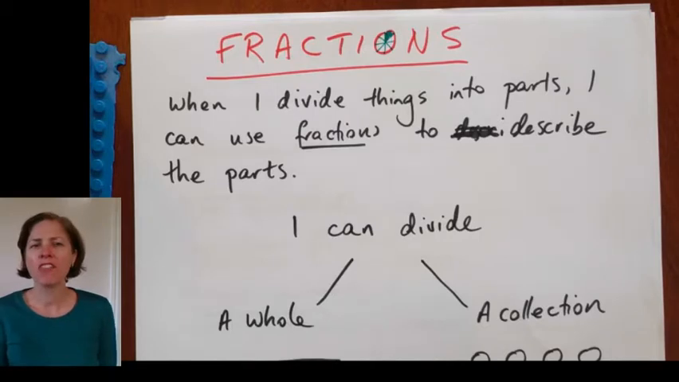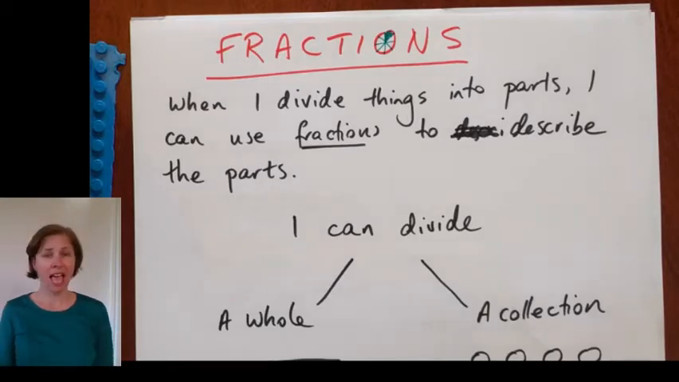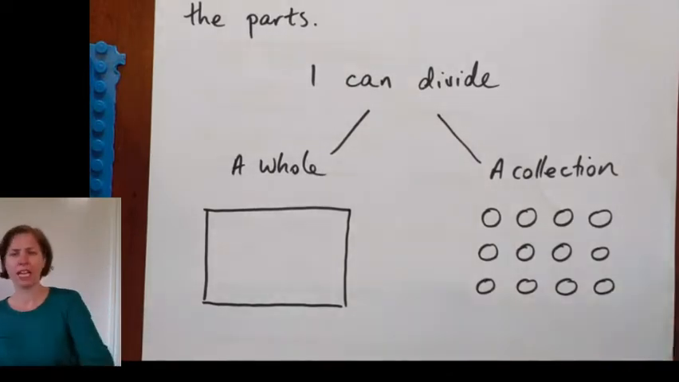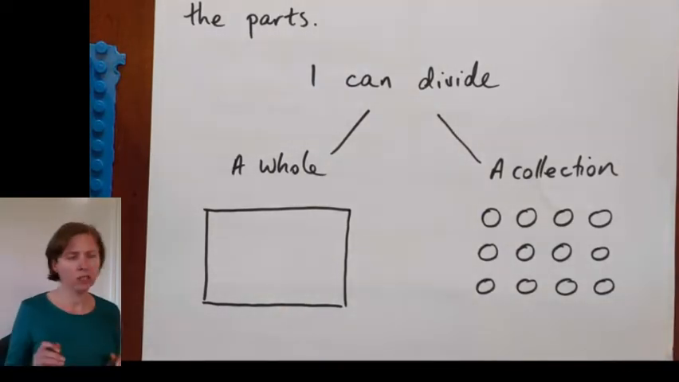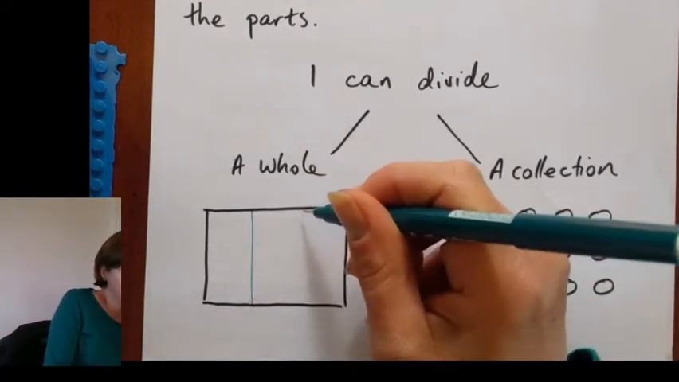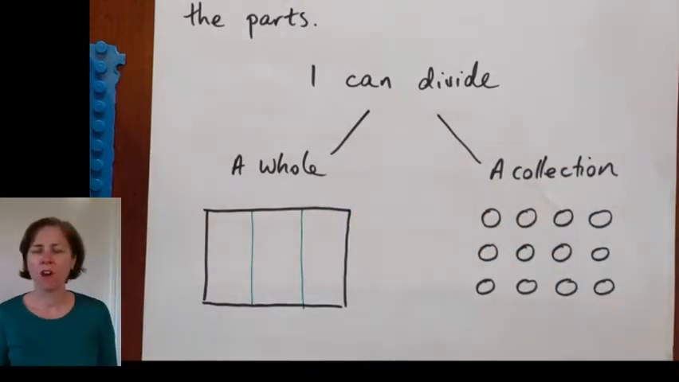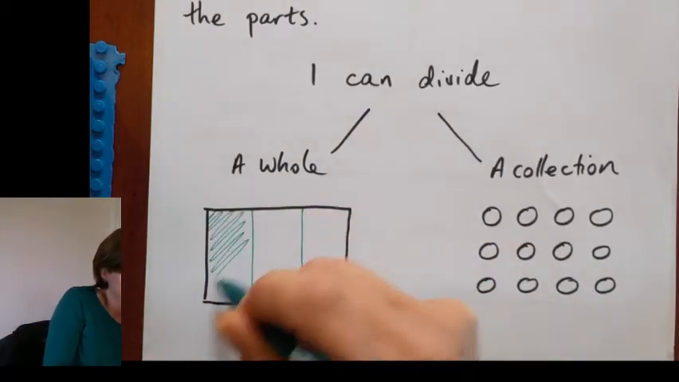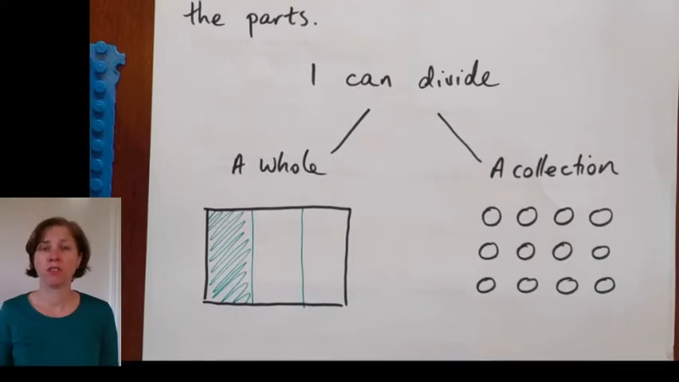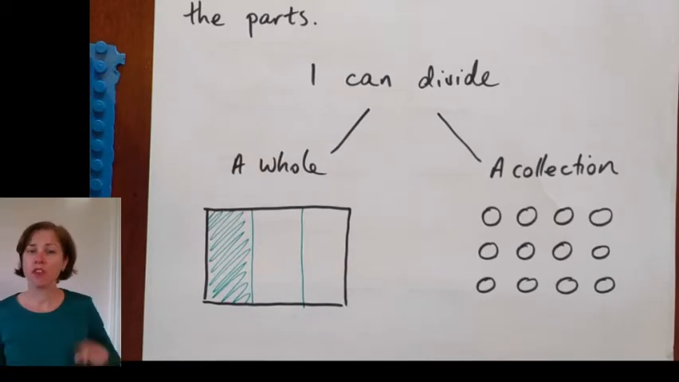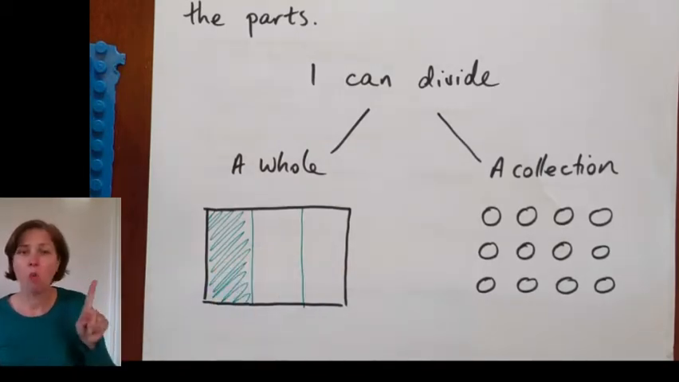What are they? And what I've written there is when I divide things into parts, I can use fractions to describe the parts. And there's lots of different things I can divide. I can divide a whole, or I can divide a collection. For example, if I look at that rectangle, if I decide I want to divide it into thirds, I need to draw two lines like this, and that divides it into thirds. I'm going to take 1/3 and shade it. So I've shaded 1/3. I know they're thirds because 1, 2, 3. There are 3 of them. And I know that I've got 1/3 because I've shaded one piece.